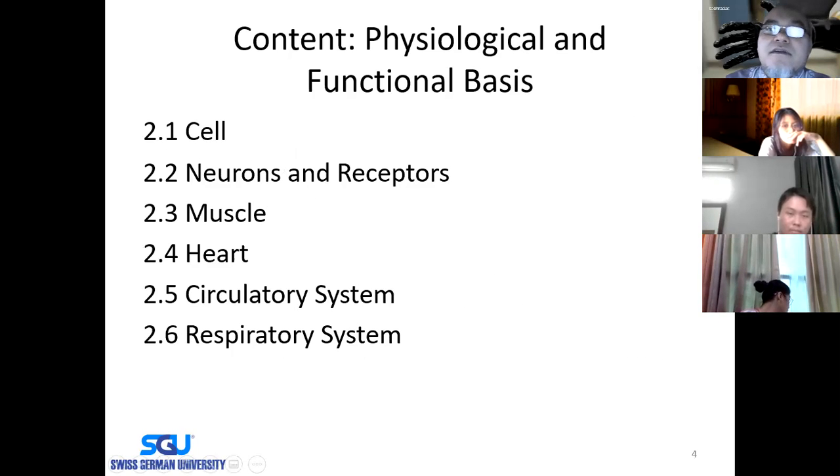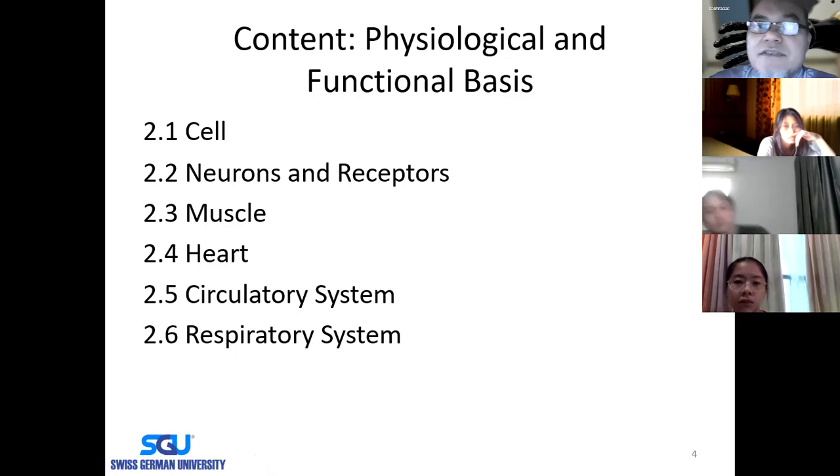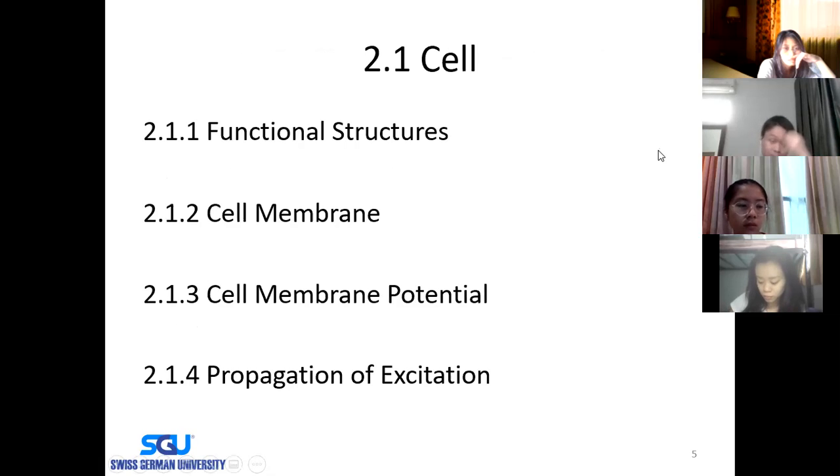So we will be reviewing some of the material that you may have learned from cytology and histology, I believe. Although some you will be learning in anatomy and physiology in the next semester, mostly the emphasis will be on cell and neuron and receptor, and then maybe muscle and heart. Then in the next chapter we will already be dealing with the sensors to detect the biosignal.